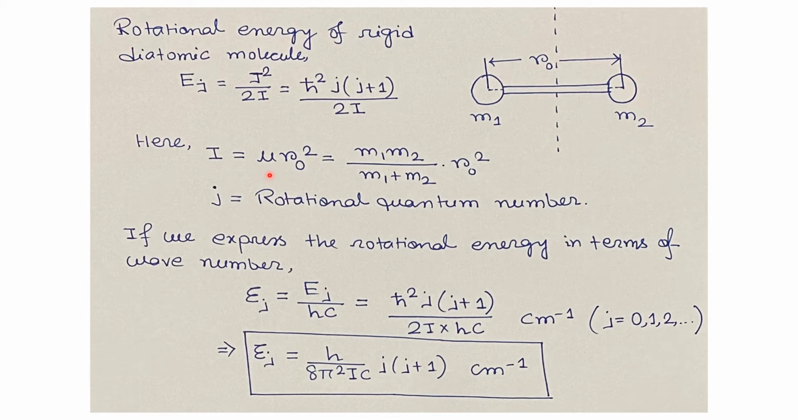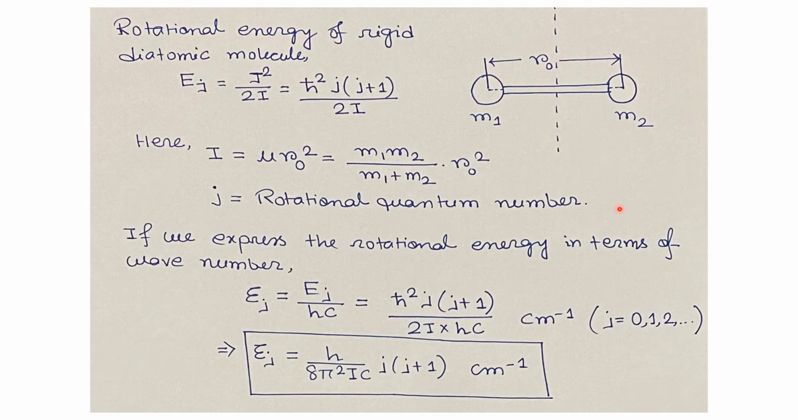Mu is the reduced mass of this system, that is m1 m2 by m1 plus m2. So the moment of inertia I equals m1 m2 divided by m1 plus m2 times r0 square, and the small j is our rotational quantum number for this rigid diatomic molecule.